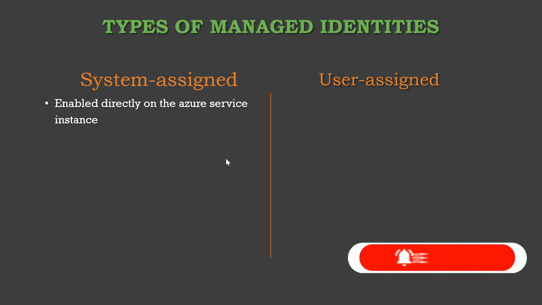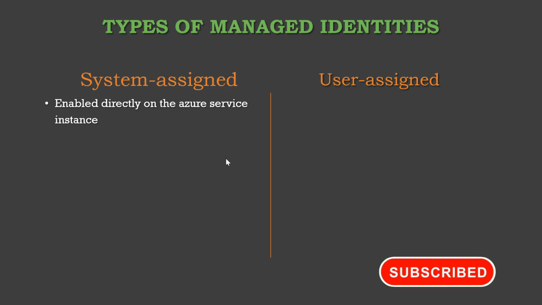System assigned identity is basically assigned directly onto the Azure service instance. So as soon as you assign the system assigned identity, it will be applicable to the particular instance of the Azure service. For example, if I assign the managed identity on the storage account, then it will be applicable on that particular storage account instance.